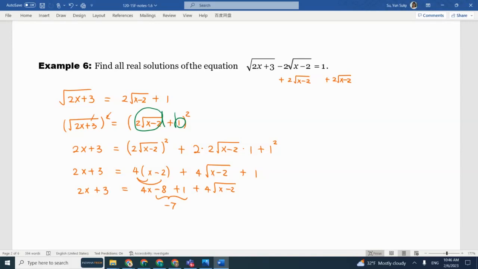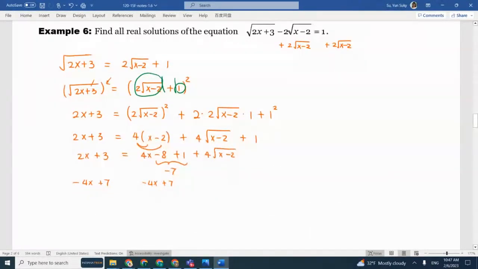Okay. How do we move this 4x? Both sides. Add 7 and subtract 4x. So subtract 4x, add 7, add 7. Look at your left. 2x minus 4x is negative 2x. 3 plus 7, 10. That equals 4 square root of x minus 2.